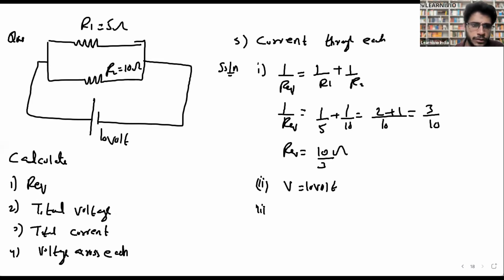After total voltage, the third part that you need is total current. Total current is total voltage by total resistance. Yes, 3 ohm only. Yes, Ahmed Abdullah, you were correct. That's 3 ampere.